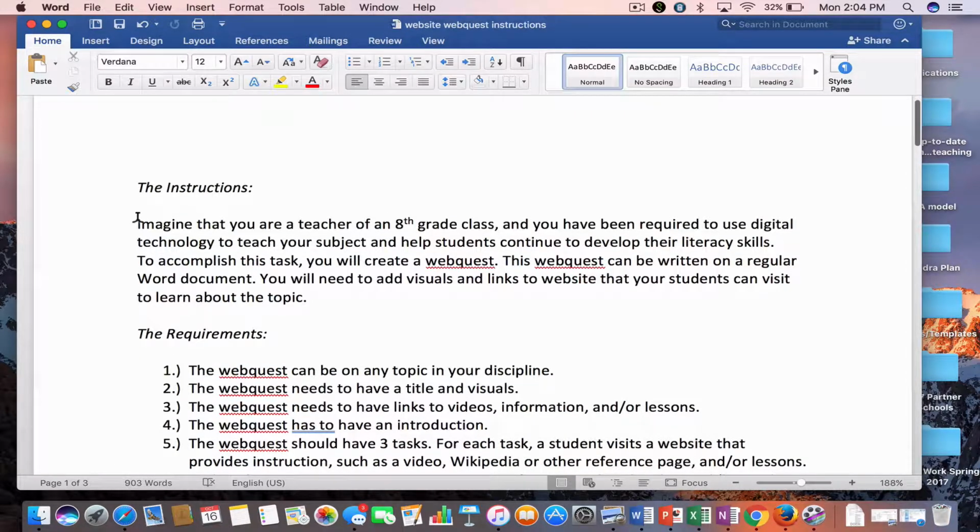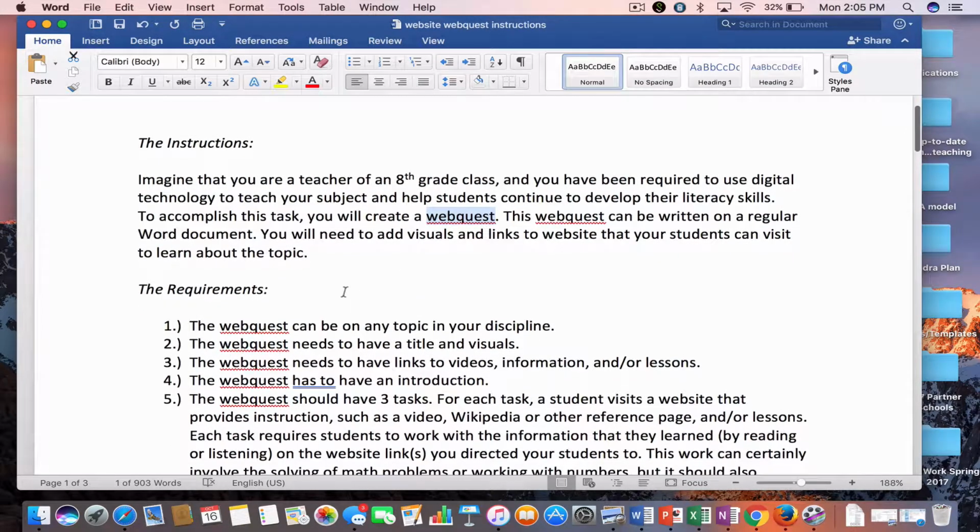Imagine that you're an 8th grade teacher and you've been required to teach a subject in your discipline that includes digital technology and also literacy skills, because that's what we're doing in this class. And you may be asked to do that when you interview or in your job. So you're going to create something called a webquest. And again, the webquest you create is not going to be on a website. It's going to be on just a regular Word document.